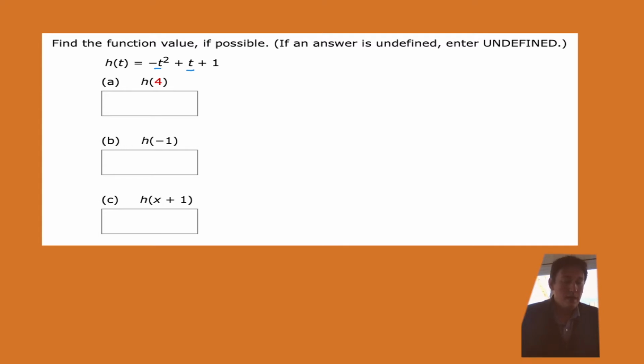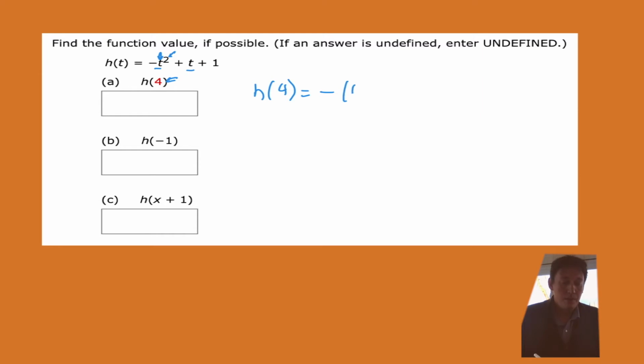Part A asks you to plug in a 4 where the t is. So h of 4 would be nothing more than plugging the 4 in everywhere you see a variable. In this case, our variable is t, but very commonly you'll see x as your variable. Here also we have to be careful with the negatives. Notice that the square only goes to the t, not to the negative. So the negative comes along for a ride.